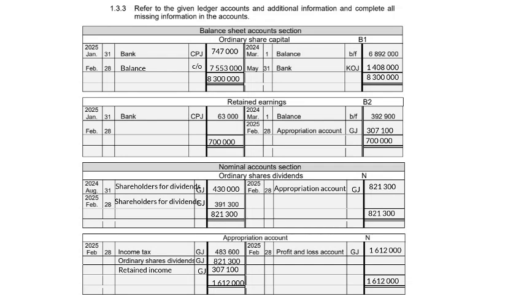So our balance carried over would be on the debit side. 700,000 minus 63,000 gives us 637,000.